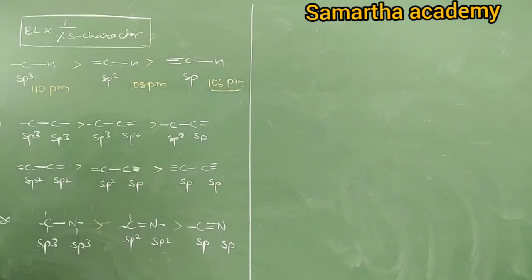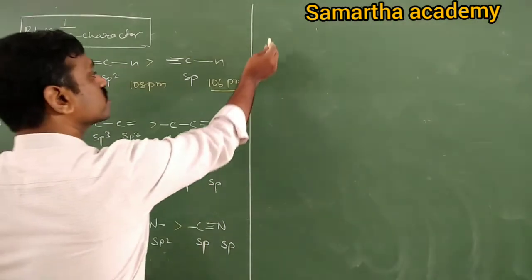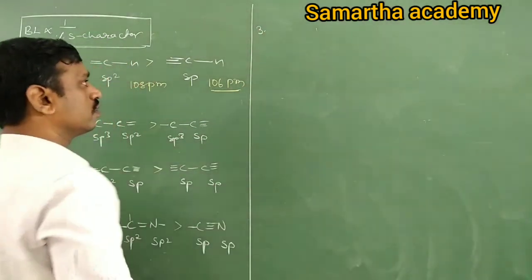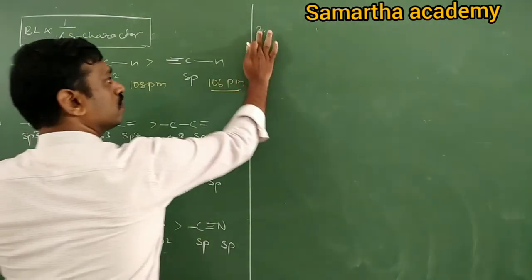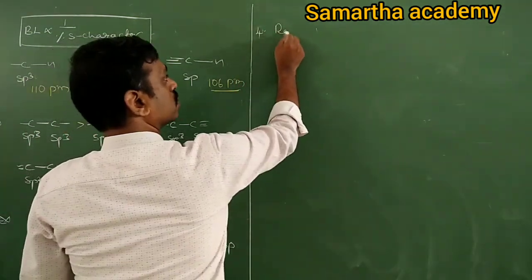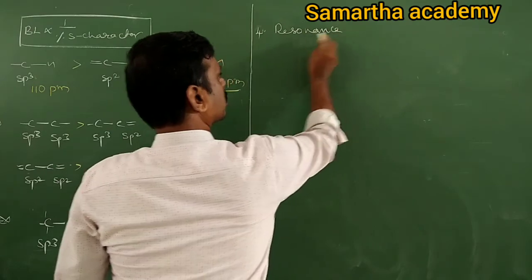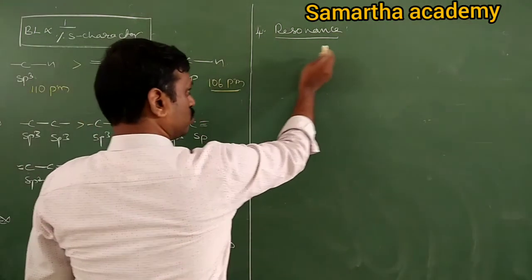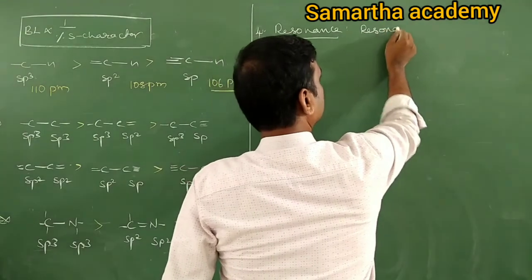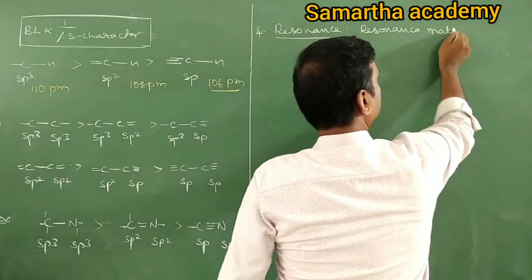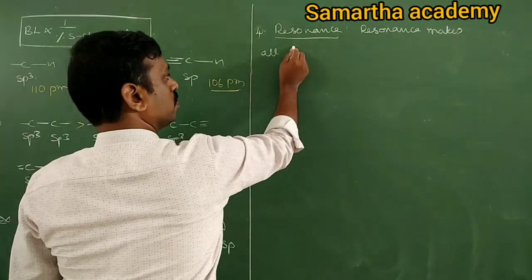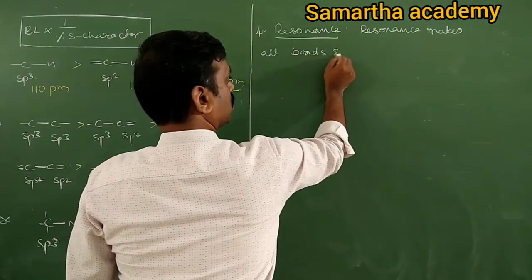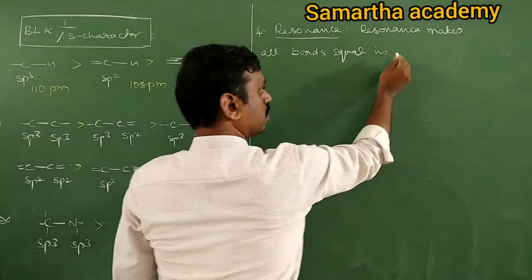Right, it is related to hybridization. Next, the fourth factor is resonance. So this we have also studied. Write one sentence. Resonance makes all bonds equal in a molecule. Write down. Resonance makes all bonds equal in a molecule.